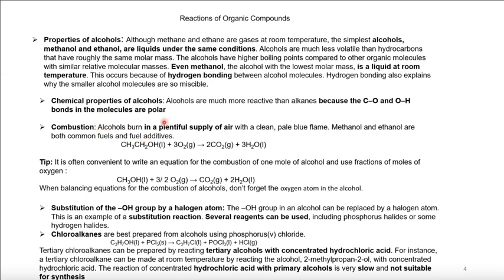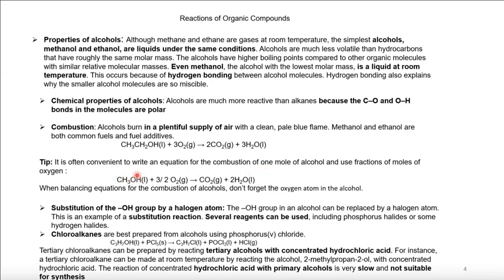So we can burn alcohol. It's a chemical reaction. Burn alcohol with plenty of oxygen, and then what do we get? We get carbon dioxide and water. I can give a tip here. When you do so, write an equation of combustion with 1 mole of alcohol.